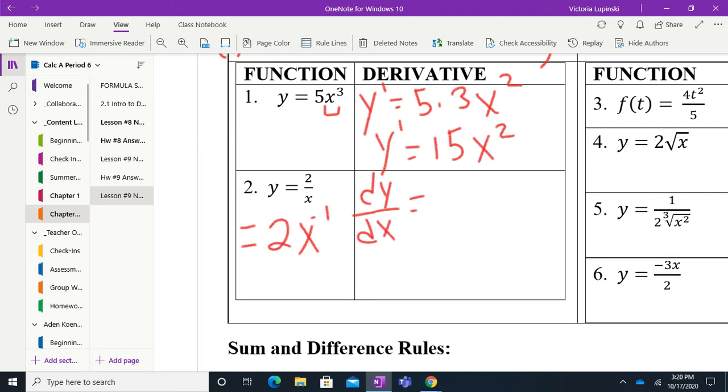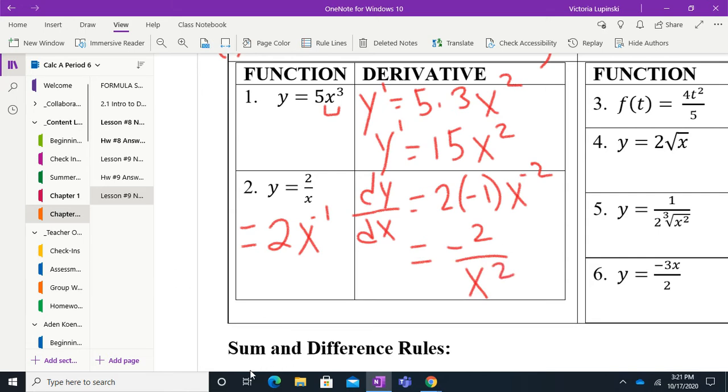So again, you're going to go ahead and leave the 2. You're going to bring down the negative 1. You're then going to raise the exponent to the 1 less power, which again, very carefully is negative 2. If you go to simplify that, you're going to leave the negative 2 in the numerator, and you're going to move the x squared down to the denominator.